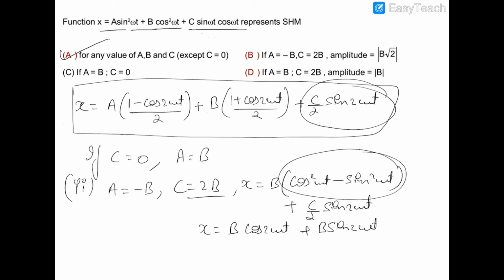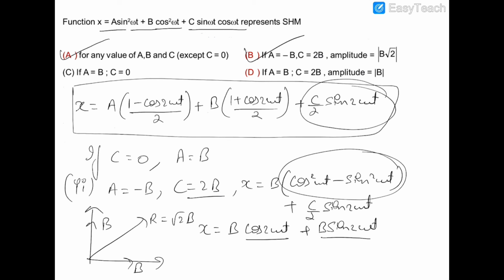So you can see that this is a combination of 2 different SHMs which have a phase difference of pi by 2, and therefore the resultant SHM would have an amplitude of root 2 b, which can be obtained by drawing the phasor diagram. So this is b and this is b. So the resultant SHM would have an amplitude of root 2 b. So option number B is also correct.